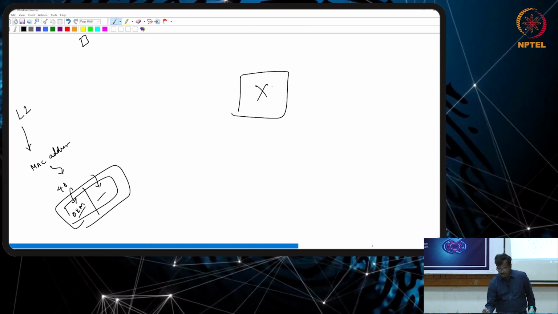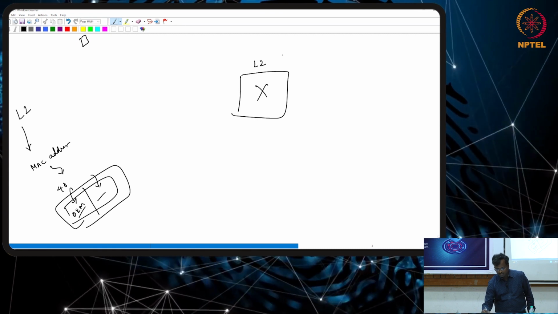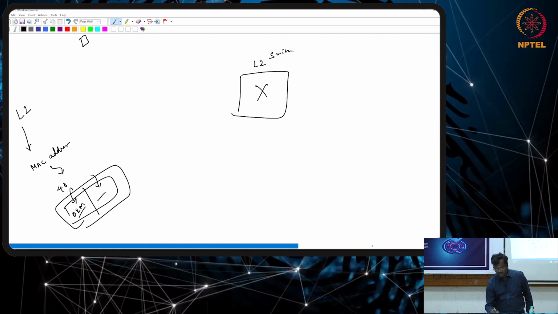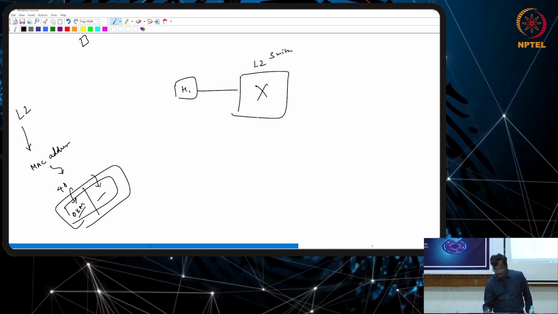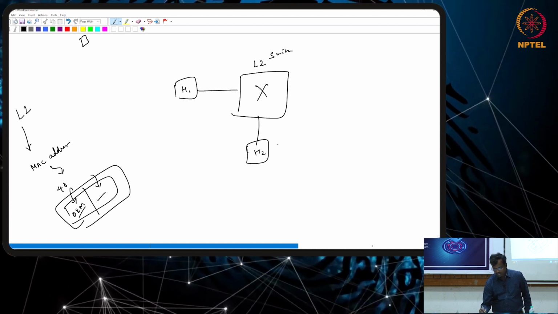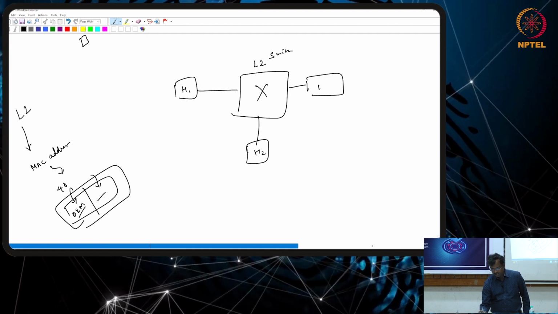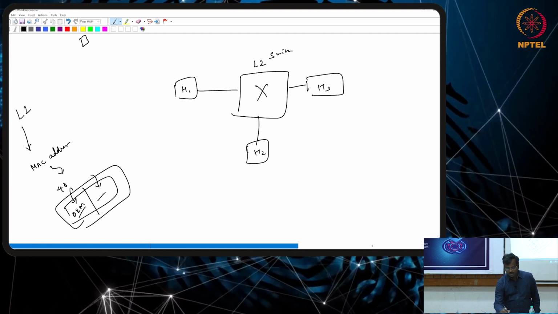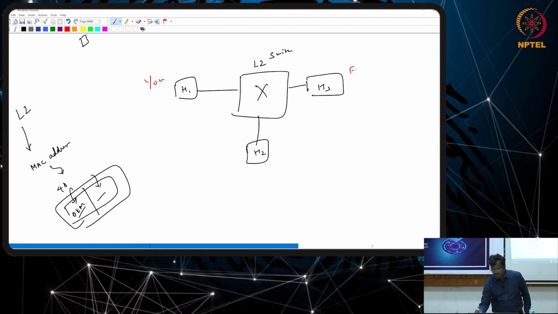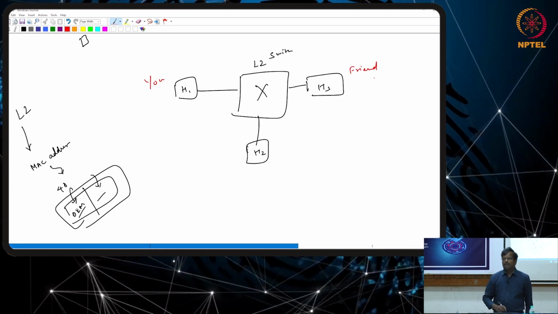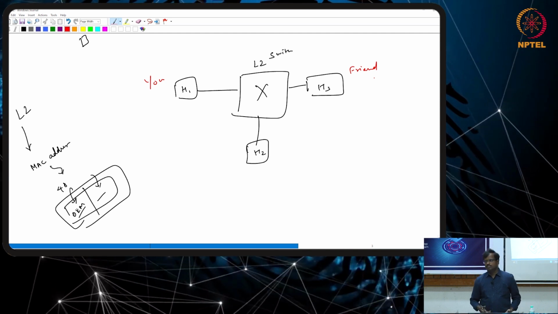So this is a layer 2 switch, and this is host 1, this is host 2, and this is host 3, and you are sitting here, your friend is sitting here. You want to talk to each other in the layer 2.